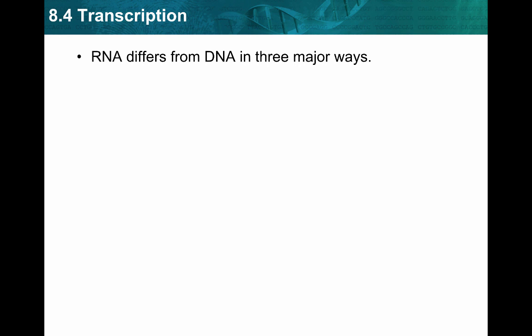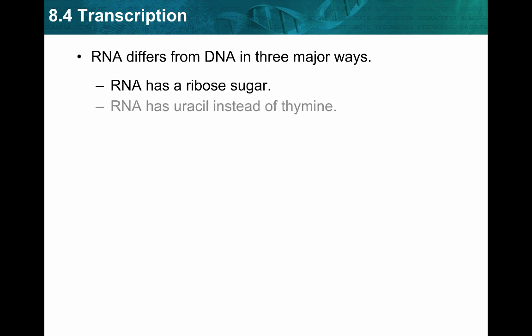So RNA, although it's a nucleic acid, just like DNA is a nucleic acid, differs from DNA in three big ways. First of all, RNA is called ribonucleic acid, which means that it has ribose as its sugar. DNA stands for deoxyribonucleic acid, so deoxyribose is the sugar in DNA. So there's a difference in the sugar that makes it up. RNA also has four bases: adenine, cytosine, guanine, but instead of thymine, it has uracil.